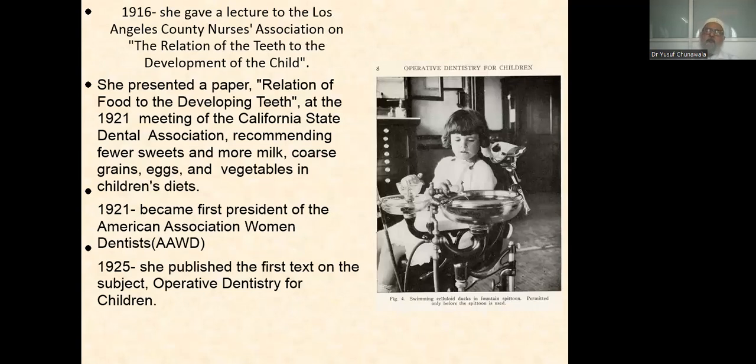And she has given innumerable lectures, especially in 1916, she gave a lecture to the Los Angeles County Nurses Association on relation of teeth to the development of the child. And she also presented a paper, relation of food to developing teeth. Okay. And she concluded there: fewer sweets and more milk, coarse grain, eggs, and vegetables in the children's diet. The role of sugars came in, sweets came in. In 1921, she became the first president of the American Association of Women Dentists. And finally, in 1925, she published the first textbook on the subject, Operative Dentistry for Children.